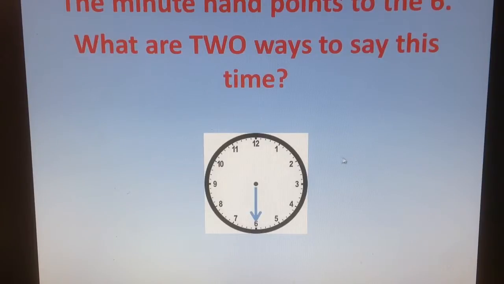The minute hand points to the 6. 2 ways to say this. We could say it's half past the current hour, because look at my mouse here, I'm moving across half of the clock by the time I get to the 6. Or we could say it's 30 minutes past the hour, because if we count by 5s, when we get up to 6, we're at 5, 10, 15, 20, 25, 30. So it's 30 minutes past.